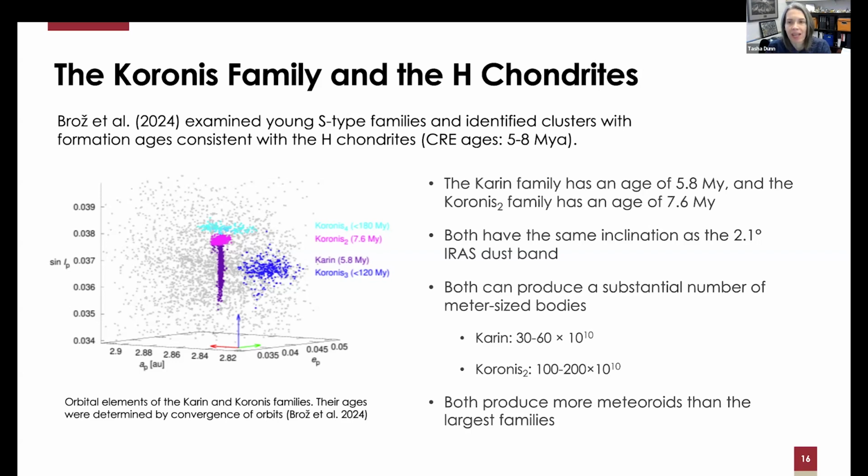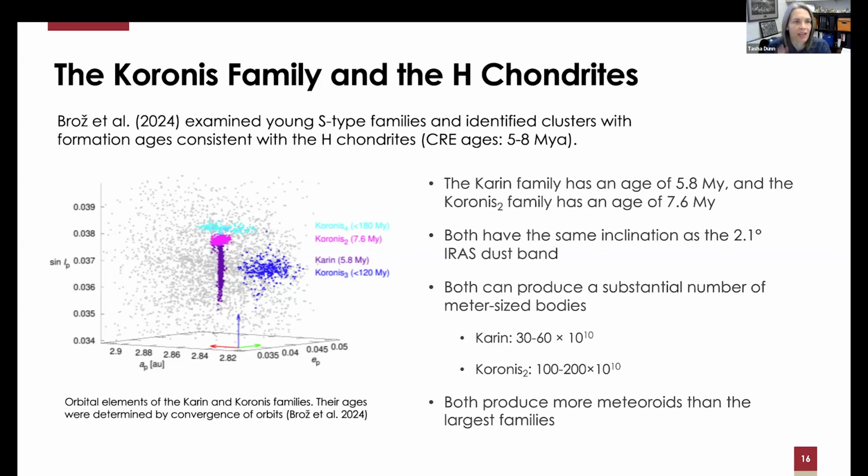Those 2 families have orbits, I should say, that converge on ages consistent with those cosmic ray exposure ages: Coronis 2 is 7.6 million years and Charon is 5.8. Both of these also have the same inclination as the Iris dust band, which is at 2.1 degrees, and that can be associated with the breakup event of those 2 families. And modeling in the study also suggested that both the Charon and the Coronis 2 family can produce a substantial number of meter-sized bodies. And remember, our understanding is meter-sized bodies are the direct source of meteorite flux to Earth. They can both produce more meteoroids than even the largest families.